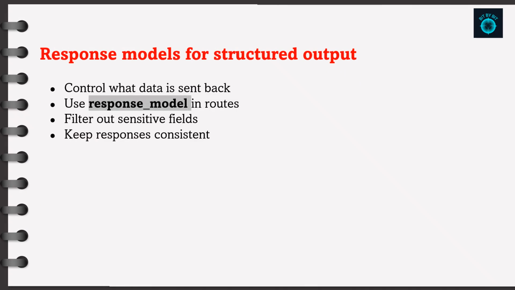Response models for structured output. Response models give us control over what information is returned to the client. We often store more data than we want to expose, such as passwords or internal IDs. By using the response_model parameter, we can filter out sensitive fields automatically. This keeps responses consistent, makes our API safer, and improves documentation clarity.